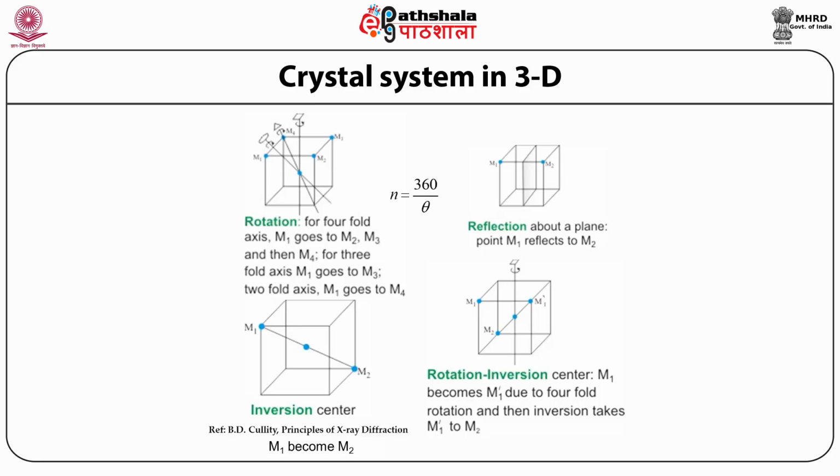So if we talk about rotation symmetry, for four-fold axis, M1 goes to M2, M3 and then M4. For three-fold axis, M1 goes to M3, and two-fold axis M1 goes to M4. So this is simple rotation. Next comes the rotation inversion center, which is shown on the extreme right corner, that is bottom corner. In this case, M1 becomes M1 dash due to four-fold rotation, and then inversion takes place where M1 dash becomes M2.